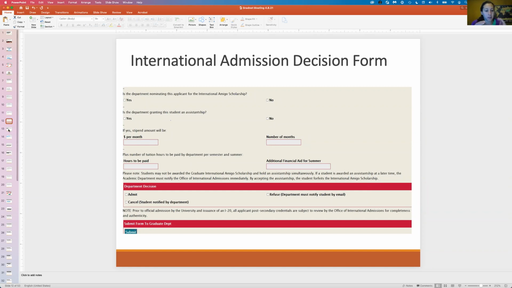So you will fill out those things, either yes or no, click admit, or if sadly they won't be coming, refuse or cancel. If you choose to refuse a student, that means they are ineligible to defer their application at a later time. If the student is canceled, they could elect to defer at a later time. I'll go into that in another slide.